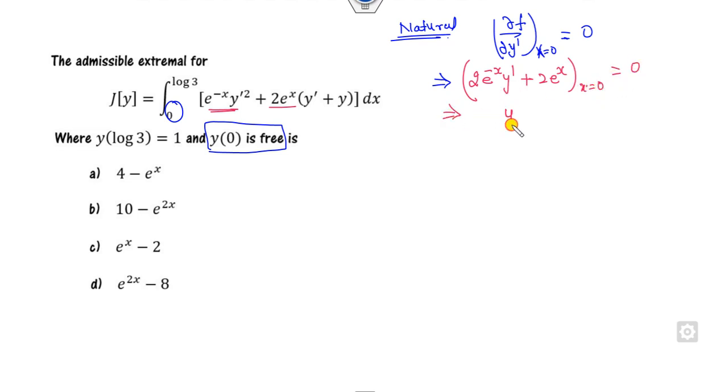What is the meaning of that? It is y dash plus 1 equal to 0, that is, y dash is minus 1. This is the first condition.